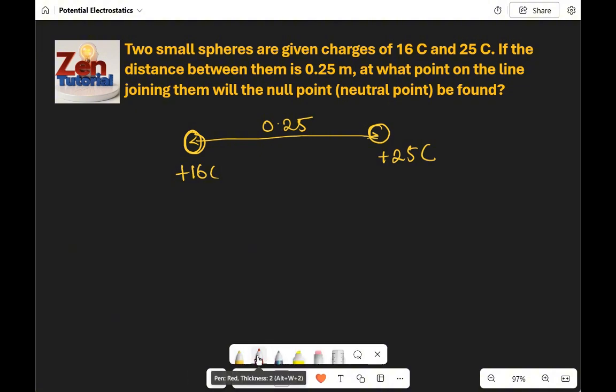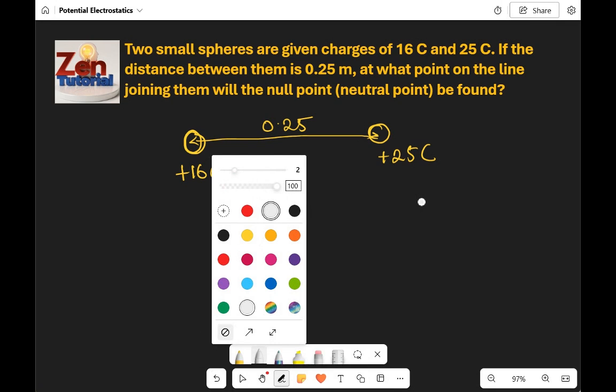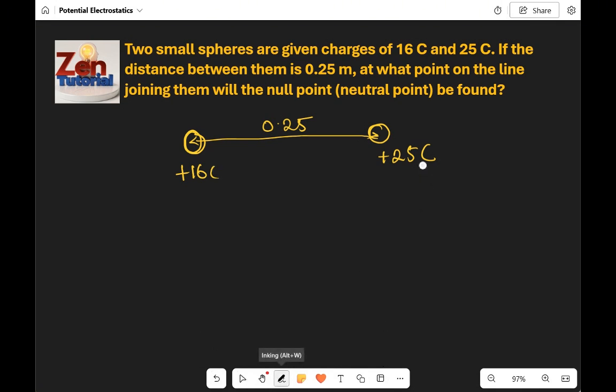And here another point is very important to determine, that is, at what point on the joining line, I mean this straight line axis, the null point or neutral point can be found. As we see, this is 16, this is 25, so this is higher, so the null point is close to the 25, and this is positive, it means that the electric fields are repulsing, or the force is also repulsing.